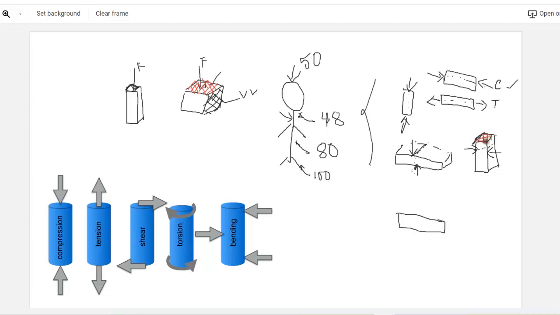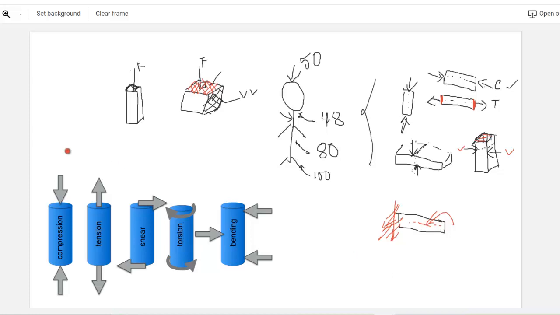So with respect to this cross-sectional area, these forces are parallel. So that's why I'm considering these forces as a shear force. And here you can see that this is the cross-sectional area, so this is perpendicular with respect to the cross-sectional area. Suppose if you apply some twisting force, that time it generates some twisting force that is called torsion.